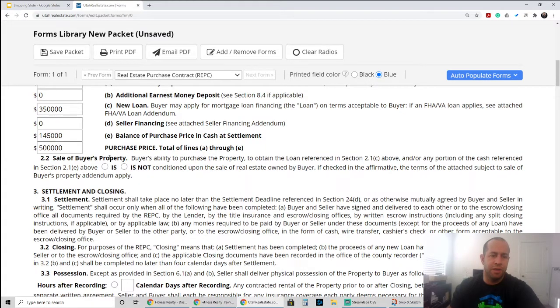Okay, sale of buyer's property. If you do have a buyer that needs to sell a piece of property, just put is conditioned upon the sale of that property. If your clients can't qualify for two loans at the same time, it's conditioned upon the sale of the property. So just make sure you mark that.